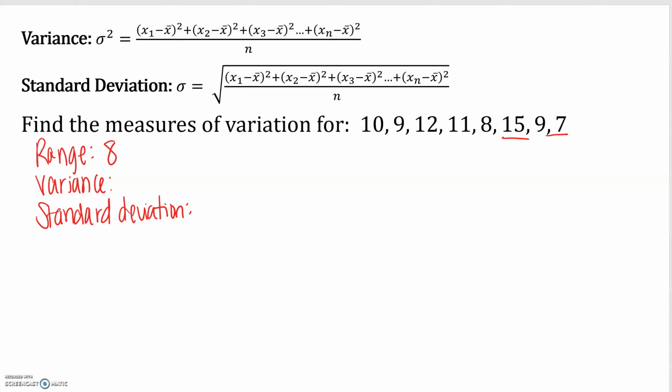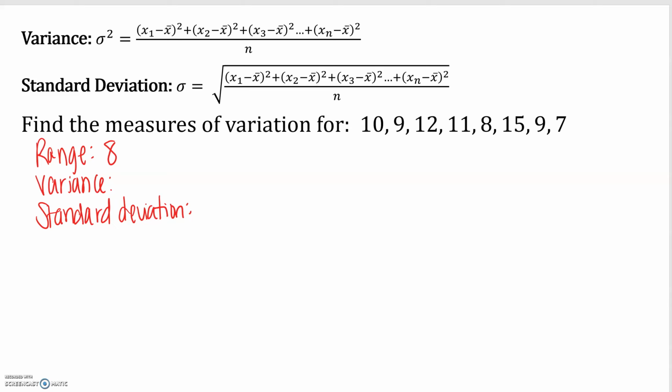The next part is going to take a little bit more work to get to. So we have our variance, our standard deviation, and our giant formulas up top. Remember on the last slide I said that the standard deviation is just the square root of the variance. So the formulas look very similar. One just has a square root and one does not.